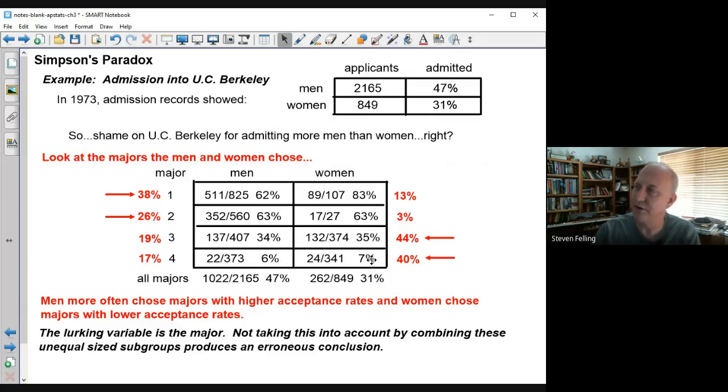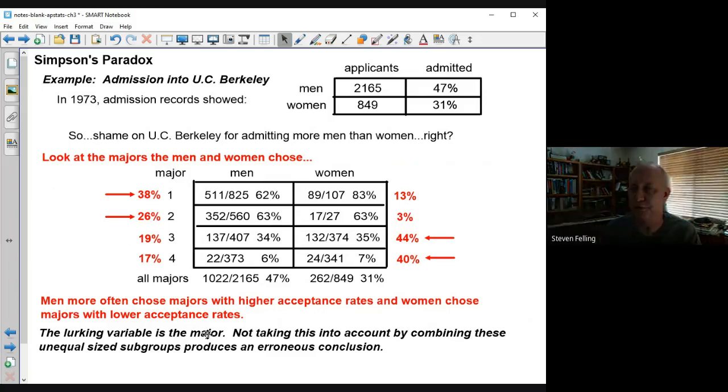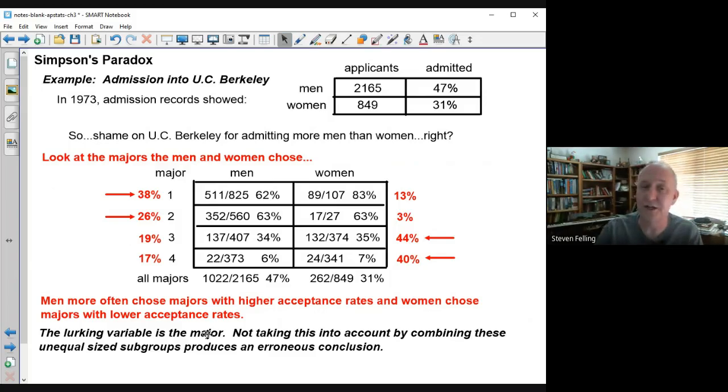So the reason this happened was that men just happened to apply to the easier to get into majors, and women happened to apply to the hard to get into majors. Even though there was no gender discrimination going on within the majors, the data appeared to suggest that there was. So the lurking variable in this case is the college major. Not taking this into account by combining unequal sized subgroups produces an erroneous conclusion. The first person that suggested this was a researcher named Simpson, so this is named Simpson's paradox. It's an interesting thing.